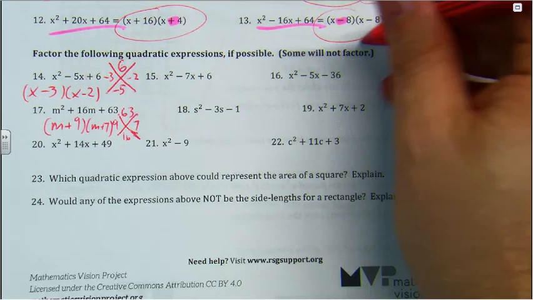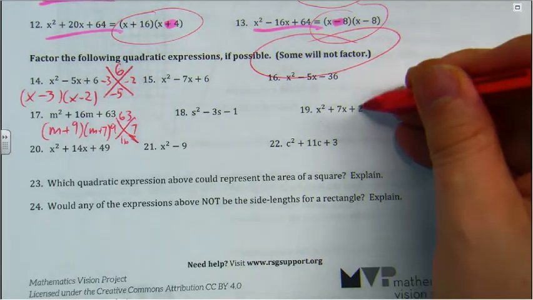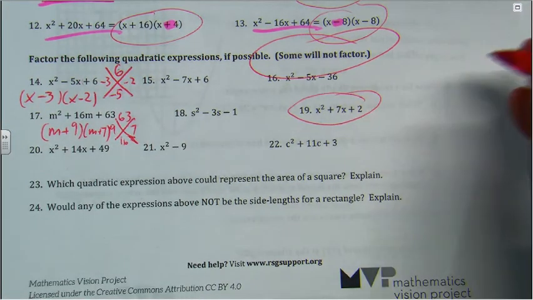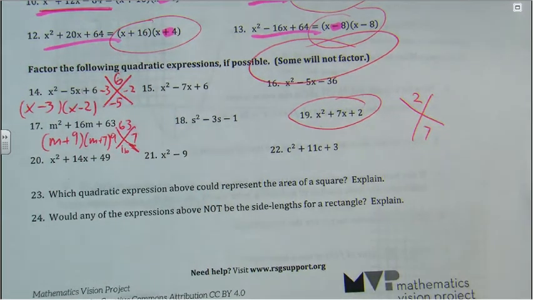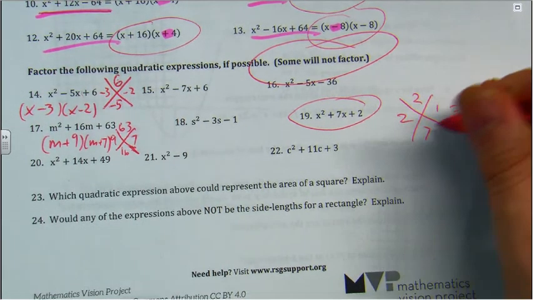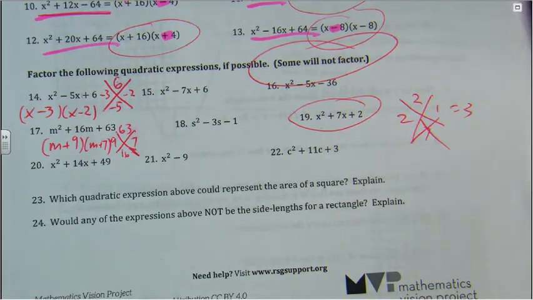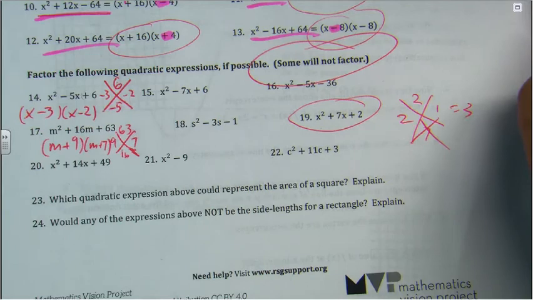But be wary, because some will not factor. And make sure you recognize when they don't factor. So for example, look at number 19. Okay, what numbers multiply to 2 but add to 7? I can't think of anything, because 2 and 1 will be 3, but they will not be 7. So that will not get us there. This is one that won't factor. So this would be a problem that we'd have to do a different way, maybe completing the square and getting it into vertex form if we wanted to graph it from this standard form.